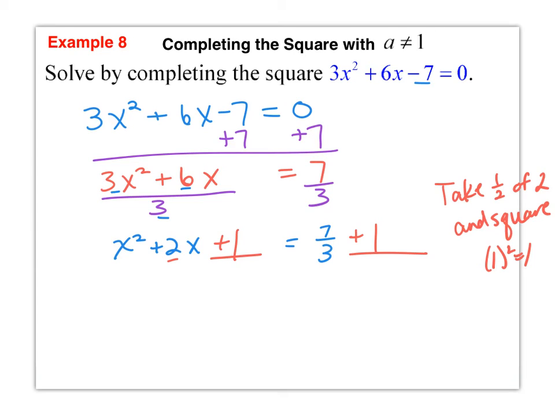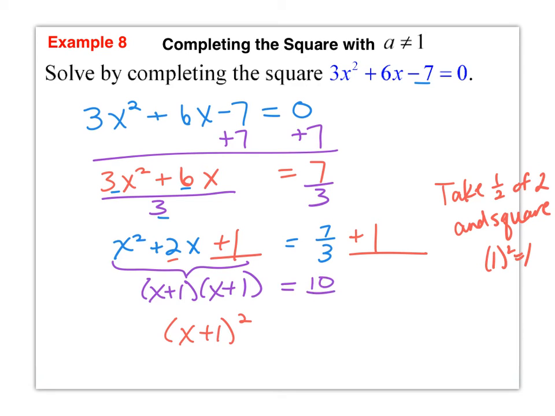Now we have this nice simple trinomial on the left side, and the factors of x squared plus 2x plus 1 are x plus 1 and x plus 1. That is always going to happen, that you're going to have a repeated factor. So this can be written as x plus 1, the entire quantity squared. And on the right side, 7 over 3 plus 1, we can write that as 10 over 3. Now we can apply the square root property to both sides. We could take the square root of the left side and the square root of the right side, but again, we need to consider both the positive and the negative outcomes.